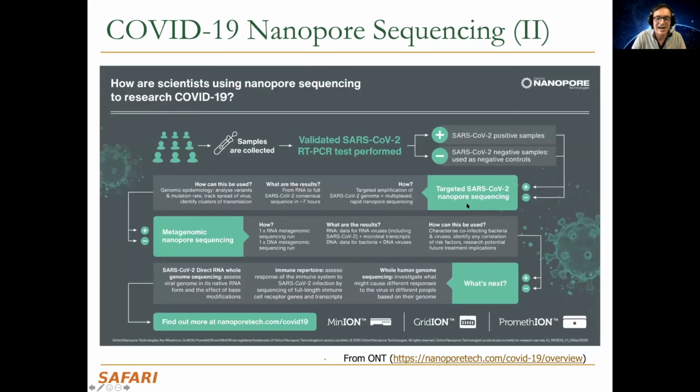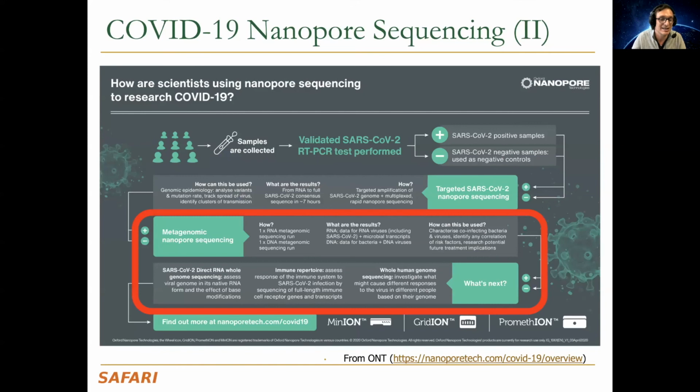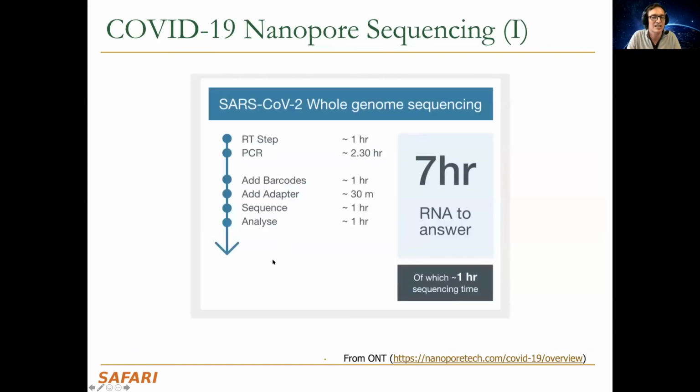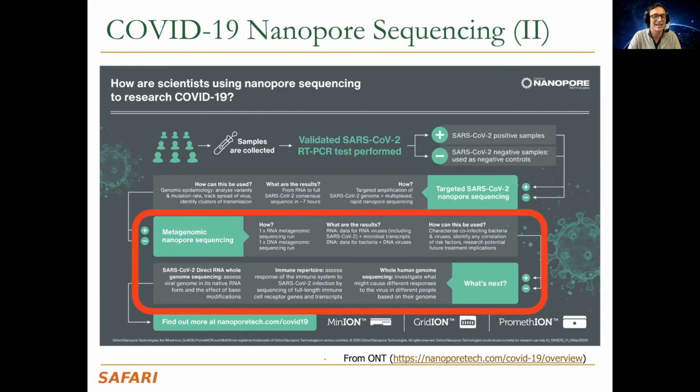In fact, they have this nice picture over here where they talk about metagenomic nanopore sequencing. Basically, you characterize co-infecting bacteria and viruses, identify correlation and risk factors of different patients, and research potential future treatment implications. You can also investigate what might cause different responses based on different genomes. And you can also track potential mutations, etc. To be able to do all of that, it's not 7 hours. It'll take you much, much longer than that, 7 days, even more.